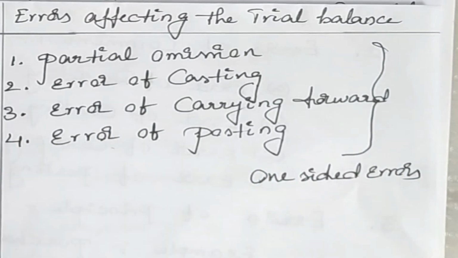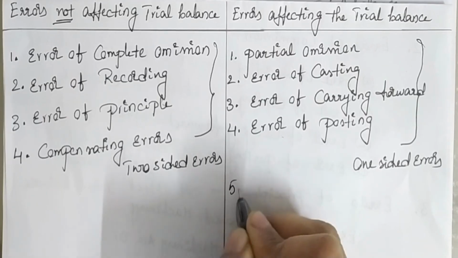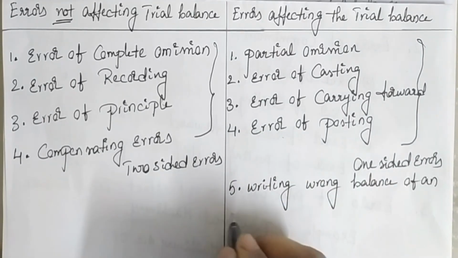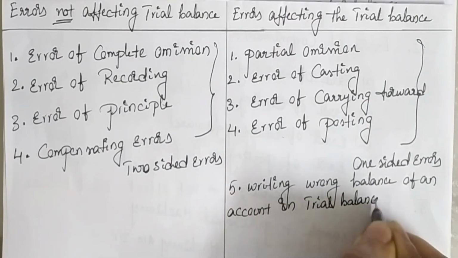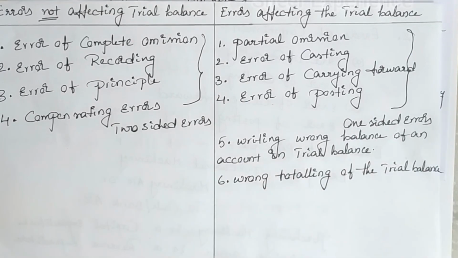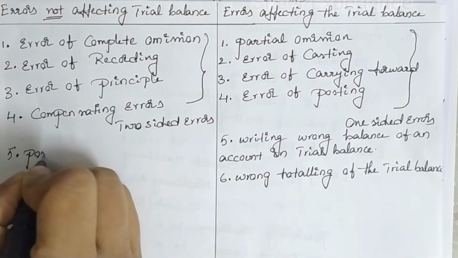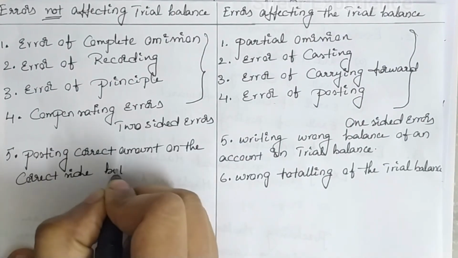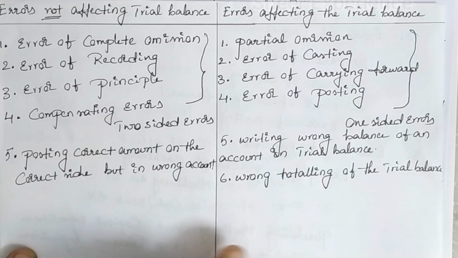Apart from the above discussed errors, there are some more errors like writing wrong balance of an account in trial balance and wrong totaling of the trial balance. Even these two errors will affect trial balance. And posting correct amount on the correct side but in the wrong account. So this type of error will not affect trial balance. Hope you understood the types of errors.